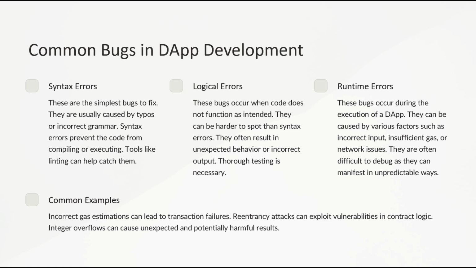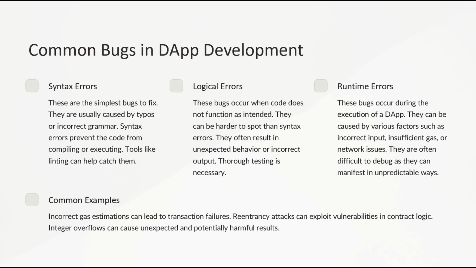Common bugs in DApp development. Syntax errors. These errors are caused by typos or incorrect grammar and prevent code from executing. Linting tools can help catch these errors. Logic errors, which are harder to spot. These occur when the code does not function as intended, leading to unexpected behavior. Thorough testing is essential to identify and correct these errors.